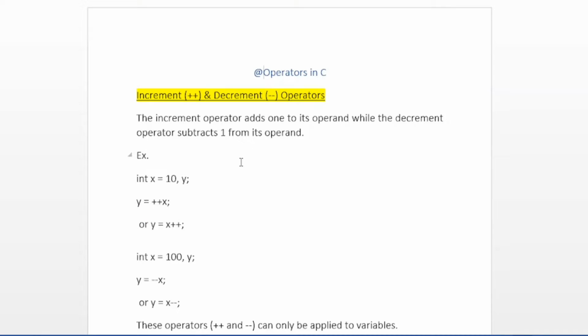Hello everyone, you are watching Learn with Lovejeet, and in this video I will be covering operators in C language. The first operators are increment and decrement operators.